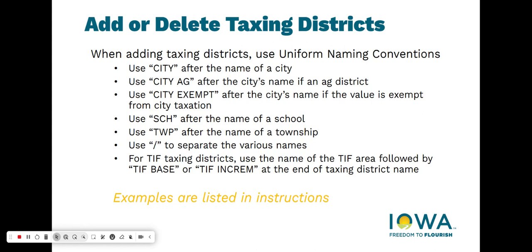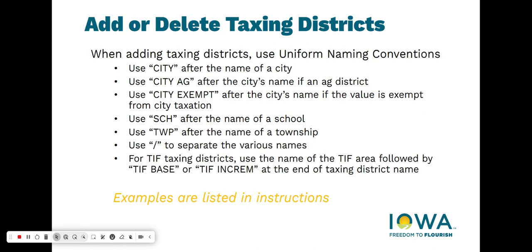So when adding tax districts, there are uniform naming conventions that we ask that you use. The reason why we do this is to create consistency as one looks from one county to another at the tax district names. So pretty simple things like using city after the name of a city, ag land district, SCH after school, TWP after township, etc.